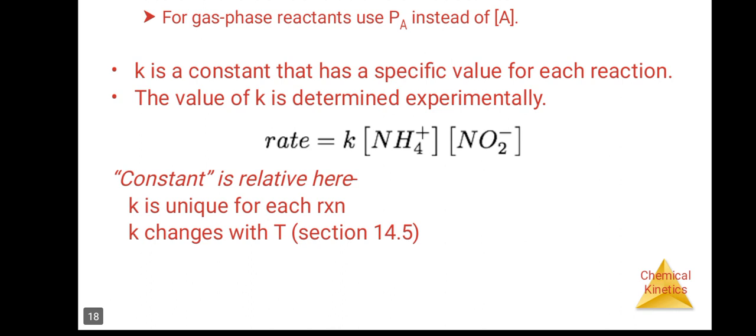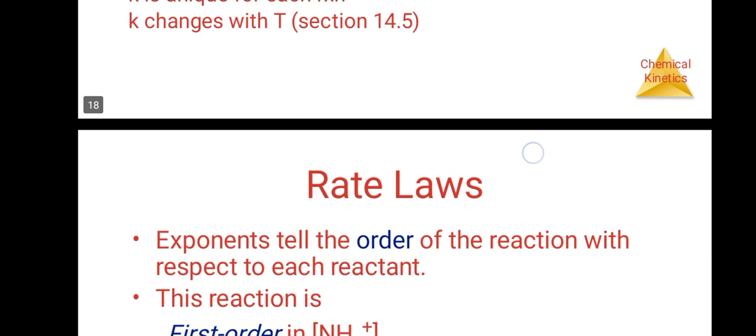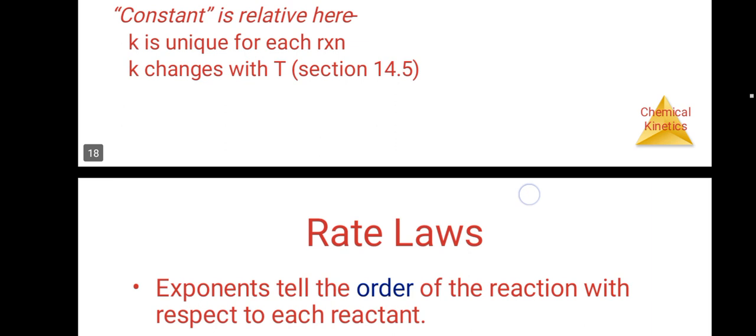And of course, K is determined experimentally. That's why usually it's given to you. But of course, given the rate and the reactant concentration of the substances, we can find K. Okay. And another thing that I forgot to say, K is unique for each reaction. In other words, it changes with the temperature. We might find that if the temperature of ammonium ions is very high, then you expect the constant K for this particular substance to be higher than the other one. So it varies with temperature. Very much unique.